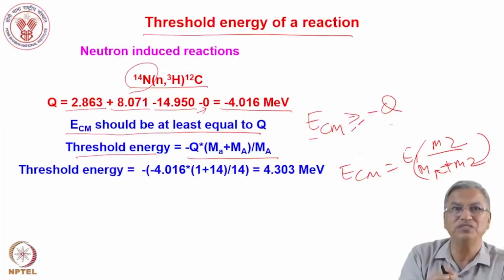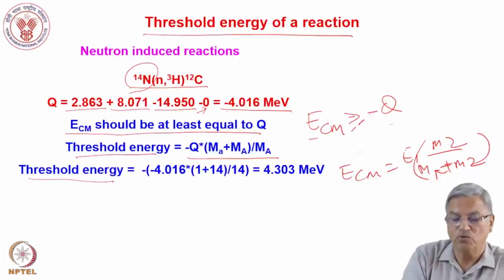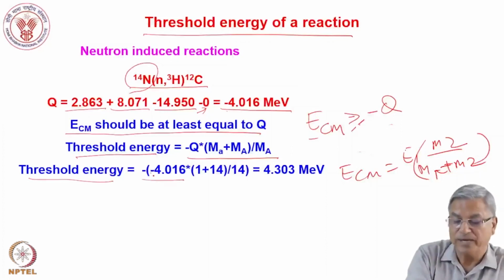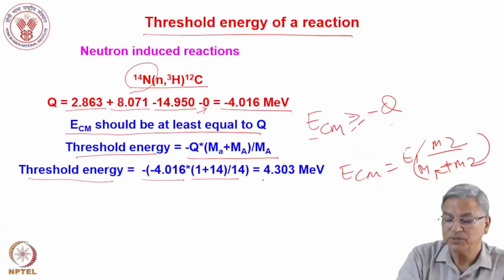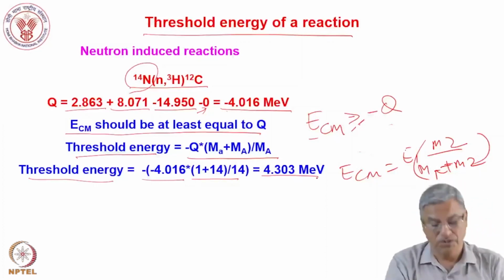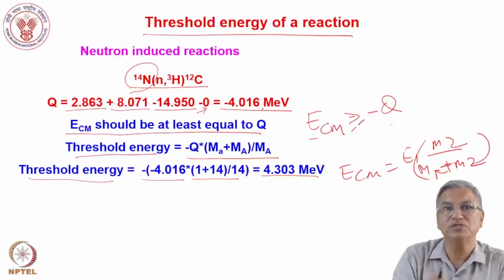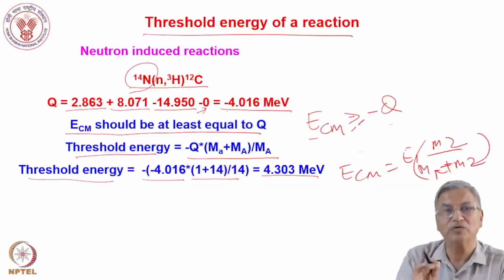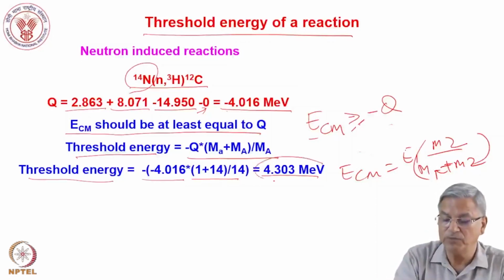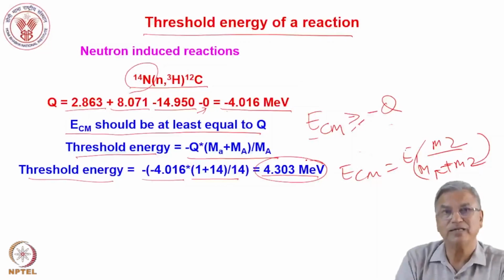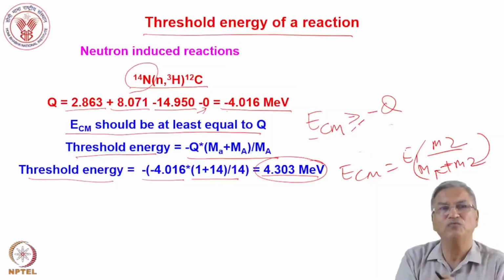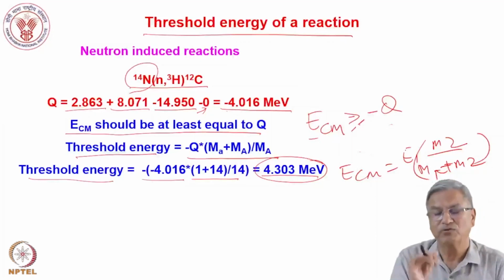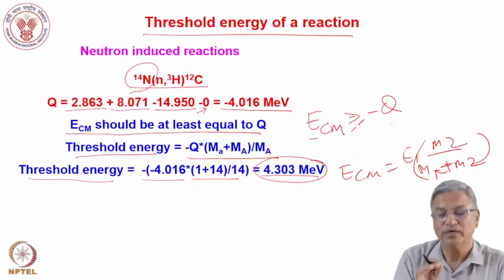So when we say threshold energy, that is the energy of the projectile in the laboratory. So the threshold energy of the neutron will be minus Q value, so minus of minus 14 plus 1 upon 14, that is 4.303 MeV. So actually you require 4.016, which is the Q value, but since the neutron will be giving some recoil to the nitrogen-14, the neutron energy should actually be more than the Q value by this much factor. And so this is the threshold energy in the laboratory of the neutron, which will be sufficient to cause the nuclear reaction. So that is how you can calculate the threshold of a nuclear reaction for those which have got a negative Q value.